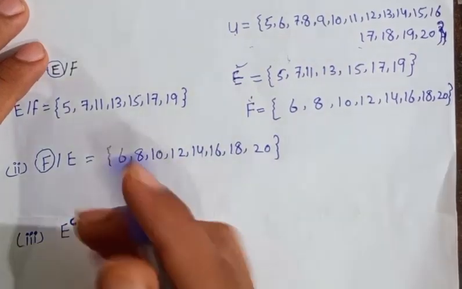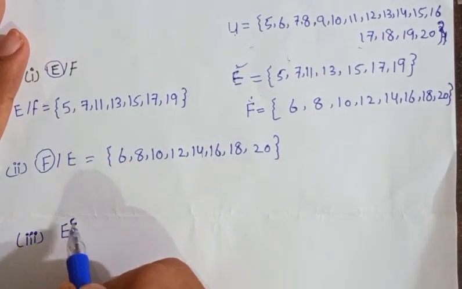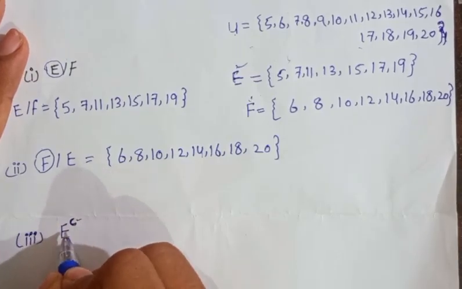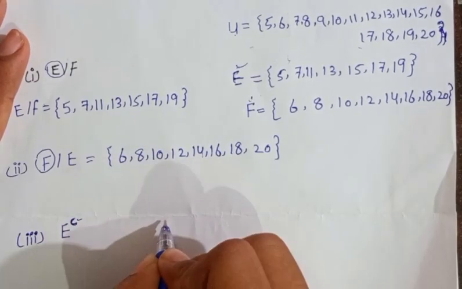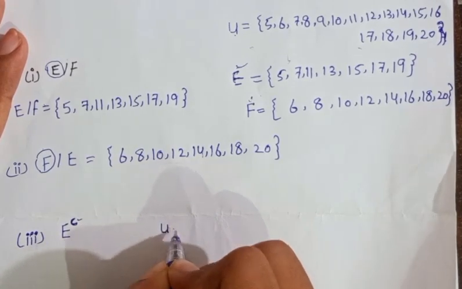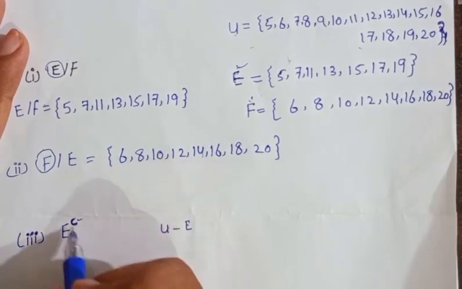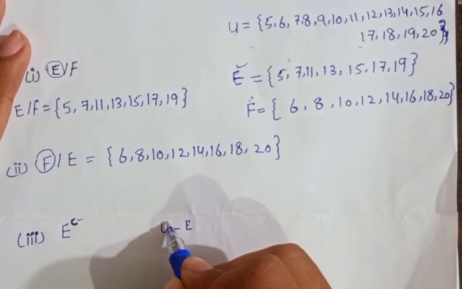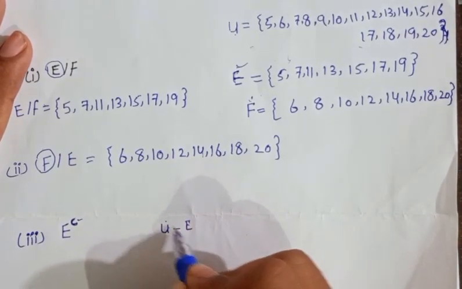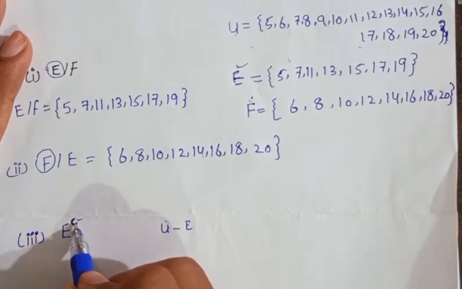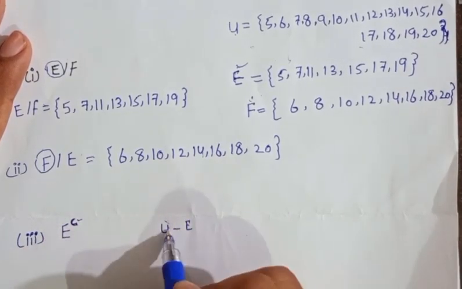Come to the third question, that is E complement. Whenever you see this C, it means U minus E. You will write it U minus E, so I will take the difference from the universal set U. This C means U minus E.